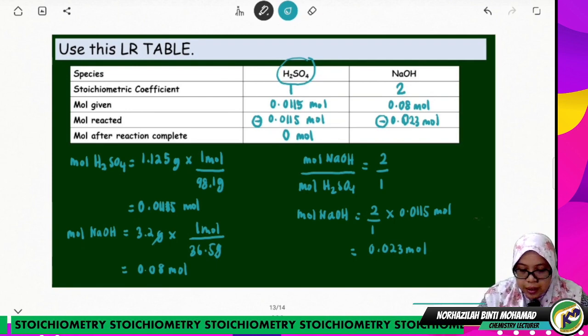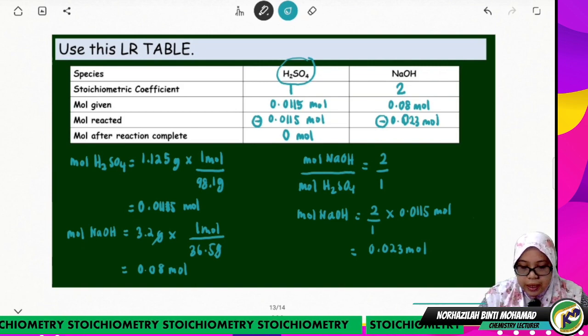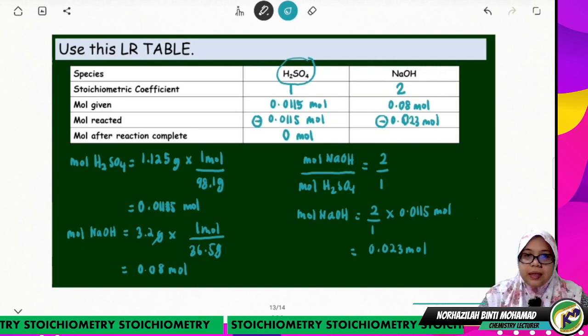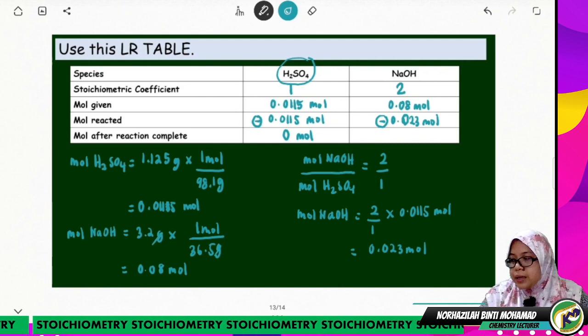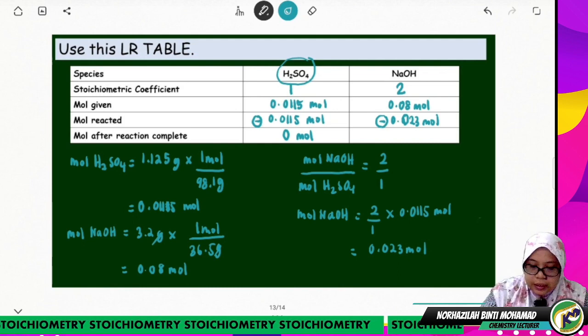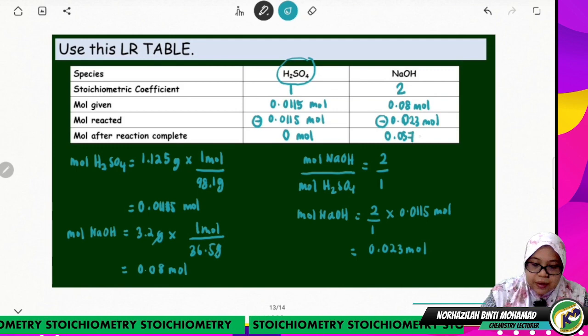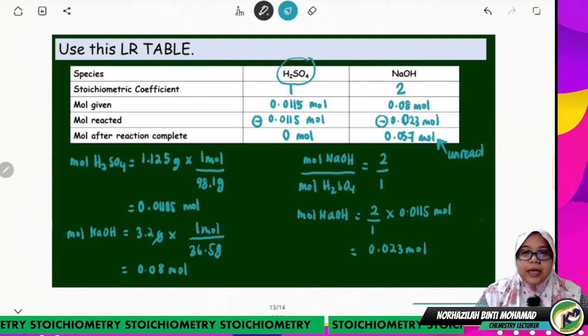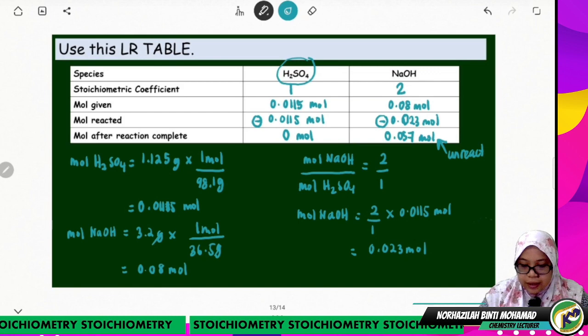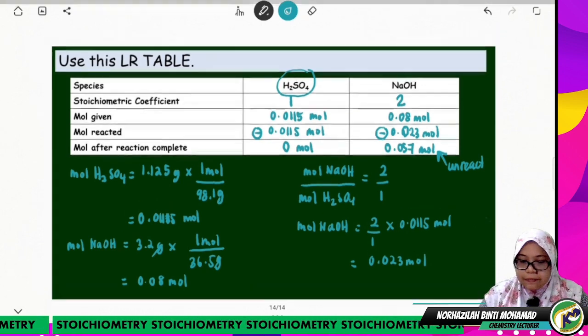But for sodium hydroxide, kita akan dapat 0.08 minus 0.023 means that from 0.08 mole of sodium hydroxide, only 0.023 mole is react. Okay, only 0.023 mole is react. So the balance is 0.057 mole. This one is unreact. So kita ada lebih dekat sini. Okay, kita ada lebih 0.057 mole. Yang ni tak bertindak balas.